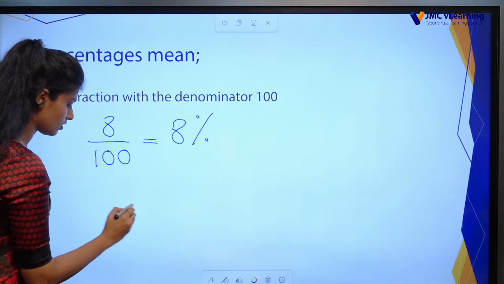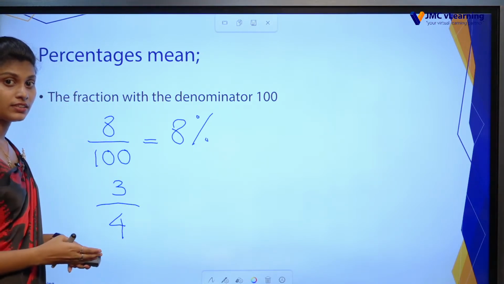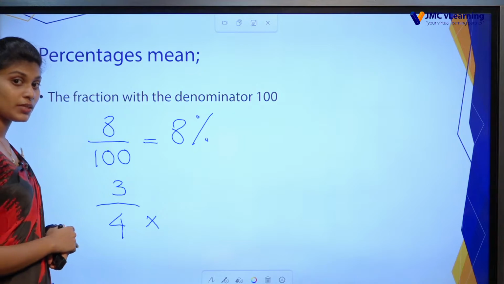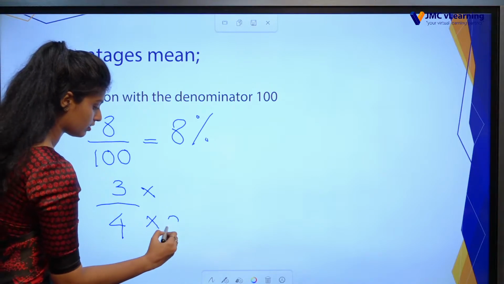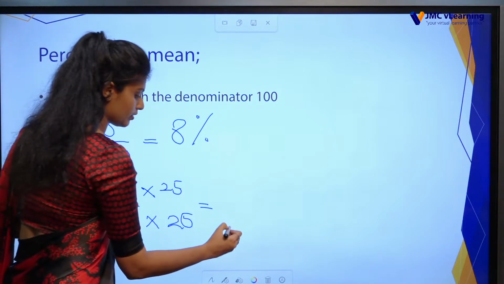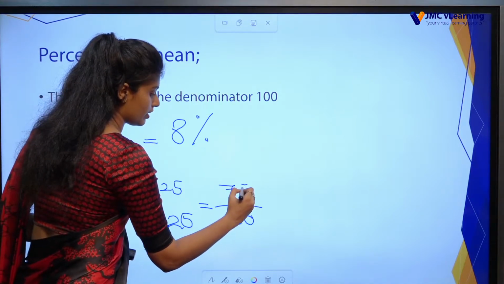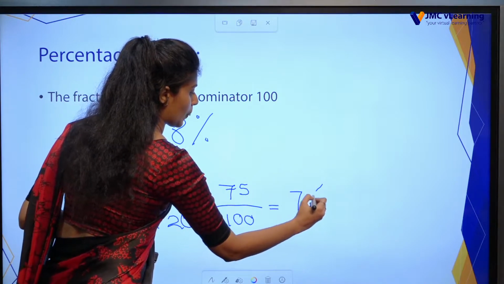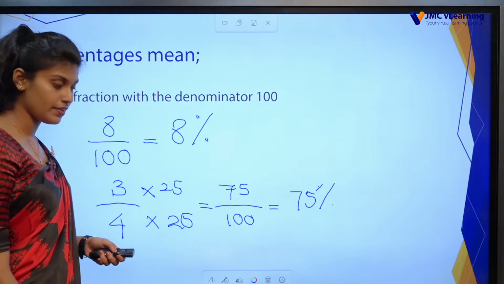Then 3 over 4, how can you write this as a percentage? You have to make the denominator 100. By multiplying the denominator and the numerator both by 25, we can make the denominator 100. Let's multiply by 25. 4 into 25, 100. 3 into 25, 75. Then 75%. 3 over 4 means 75%.